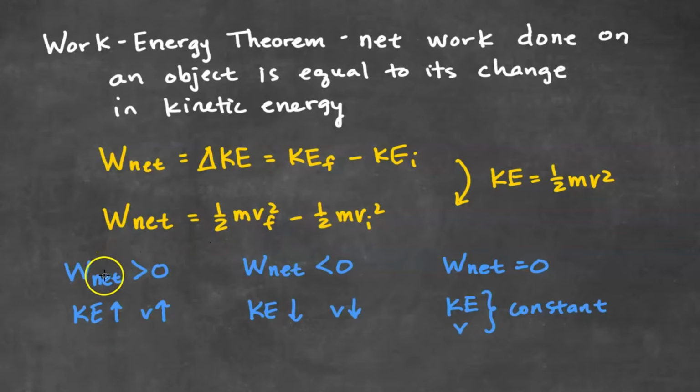When the net work done is greater than 0, this means that the kinetic energy is going to increase and the speed of the object will increase as well. When the net work is less than 0, that means the kinetic energy will decrease and the speed will decrease. If the net work is equal to 0, then the kinetic energy and the speed will be constant.